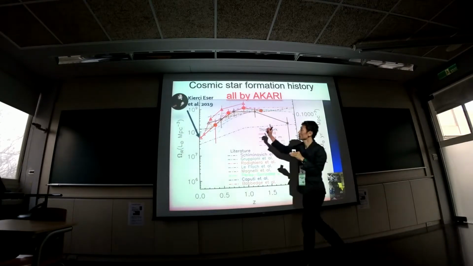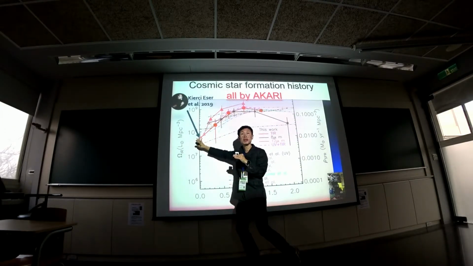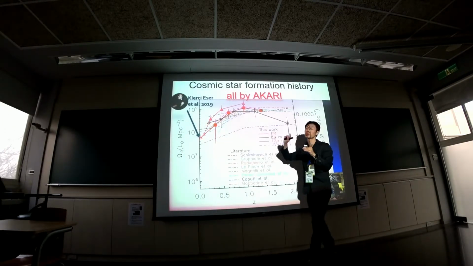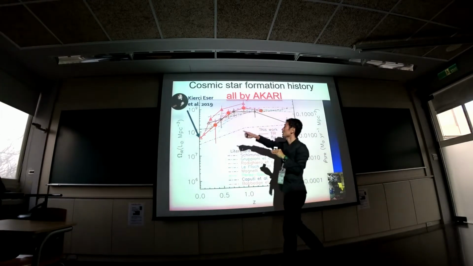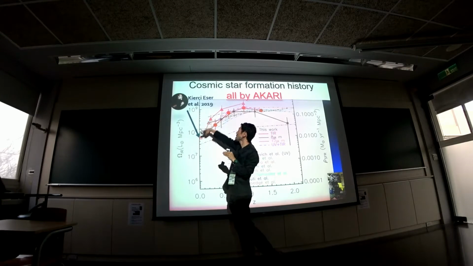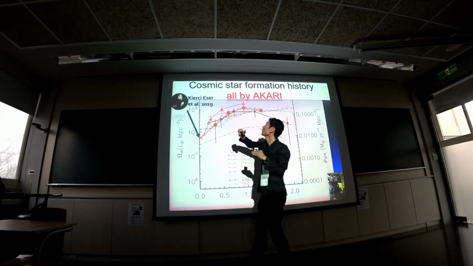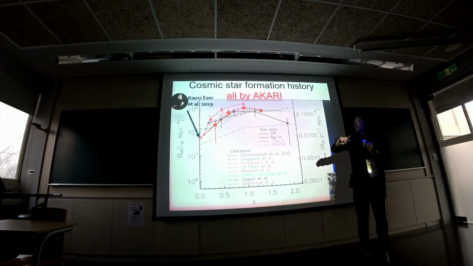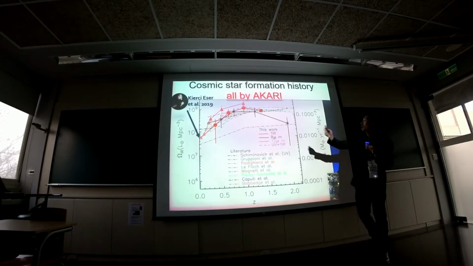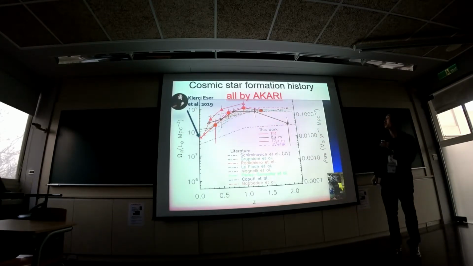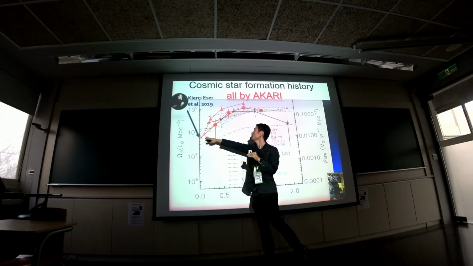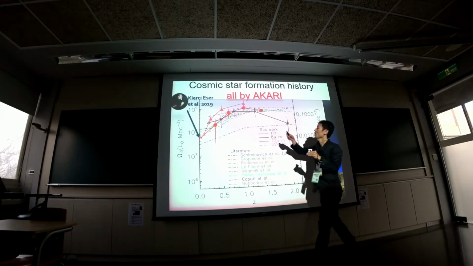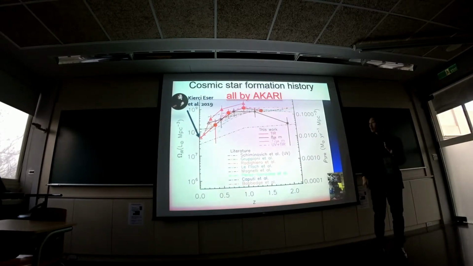I should also mention this low redshift point. I didn't mention it. It's from the AKARI all-sky survey, and it was measured most accurately by our previous postdoc, AJ. This was also recently accepted. So this is the cosmic star formation history, all revealed by AKARI. The low-z points are from AJ's paper, and the high-z points are from my paper.